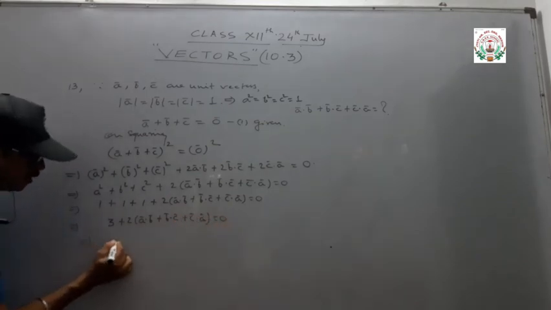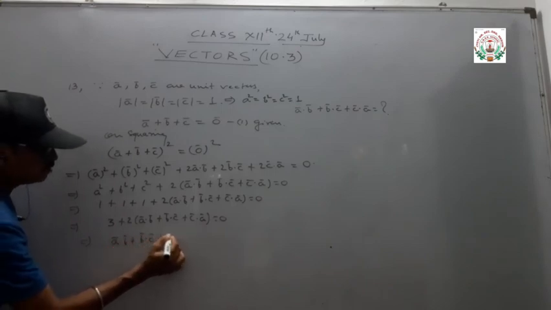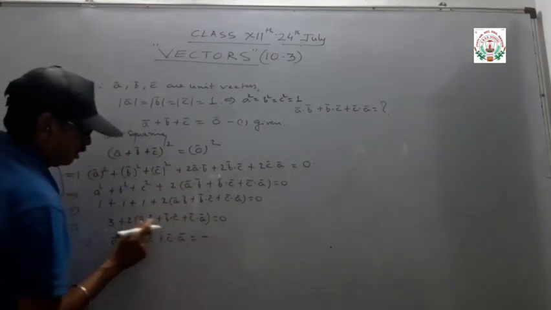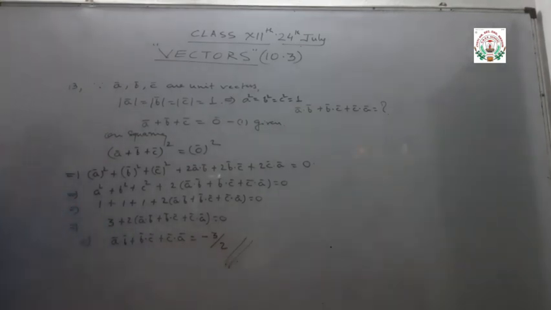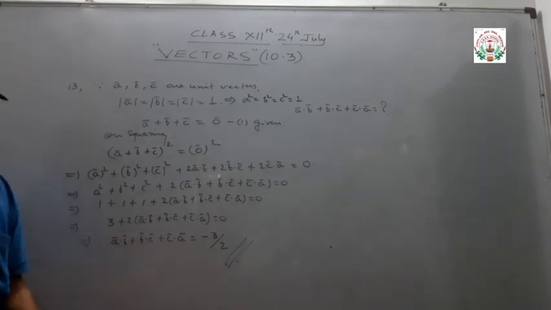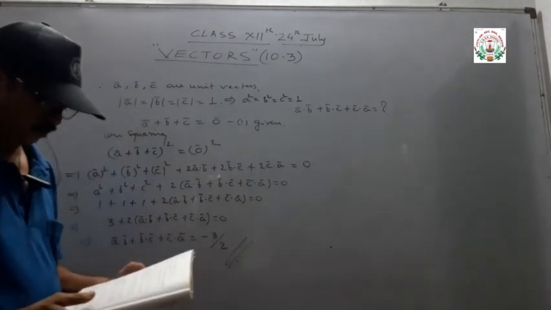That becomes the value now, A dot B plus B dot C plus C dot A will be equal to, इस 3 को ट्रांसपोज कर देंगे -3 और 2 कोफिशिएंट आ जाएगा नीचे, तो इस तरीके से इसकी वैल्यू हो जाएगी A dot B plus B dot C plus C dot A equals to -3/2. So that is the solution of our 13th question. Now let's move to the 14th question. You have to solve it on your own.